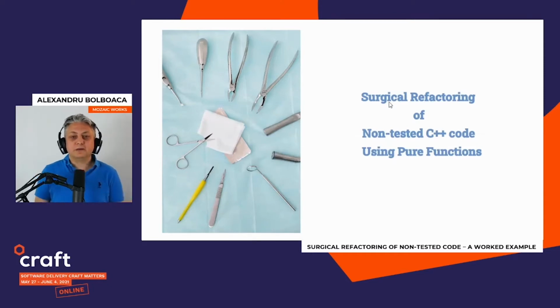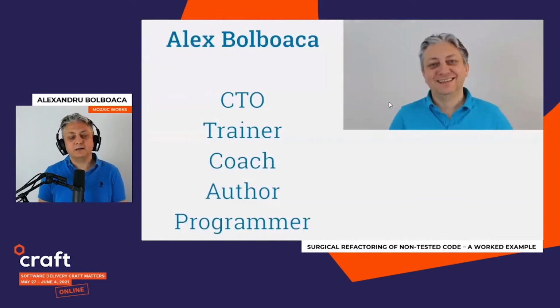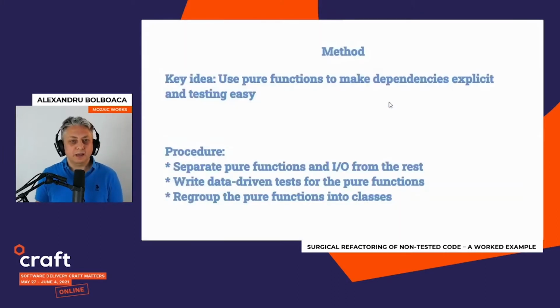And so this method uses the idea of pure functions, and I will define pure functions as functions that return the same output when they receive the same input. This is not a fully correct definition in terms of functional programming, because in functional programming, it's also that it's immutable. I don't care if there's mutation inside the function, but I do care if there's mutation going outside of the function. And the procedure that I will show you is to use pure functions to make dependencies explicit and testing easy. How do we do that?